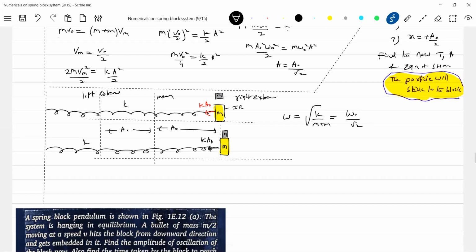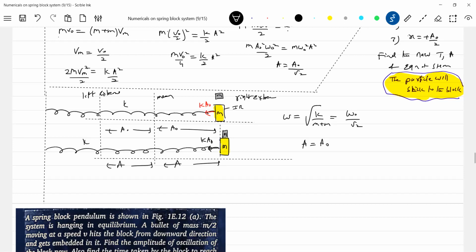Will the amplitude change or remain the same? Remain the same, no? What was the energy of the system? K A naught square by 2, and now also K A naught square by 2. So the amplitude will not change. It's going to be the same. That's what I wrote: A equals A naught. So on a system, if mass gets added at the extreme, amplitude will not change, but angular frequency has to change. At the mean position, amplitude will decrease, and angular frequency will decrease. Okay, this is about the thing.